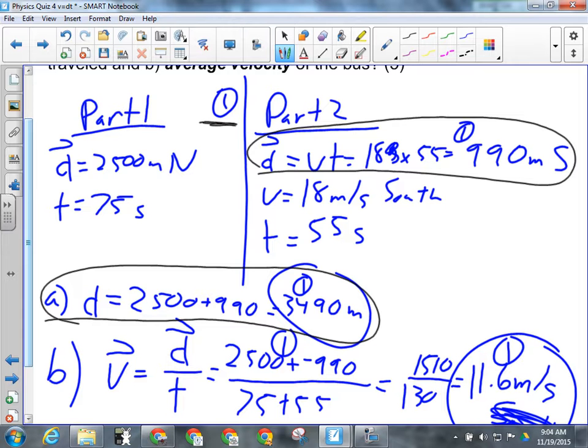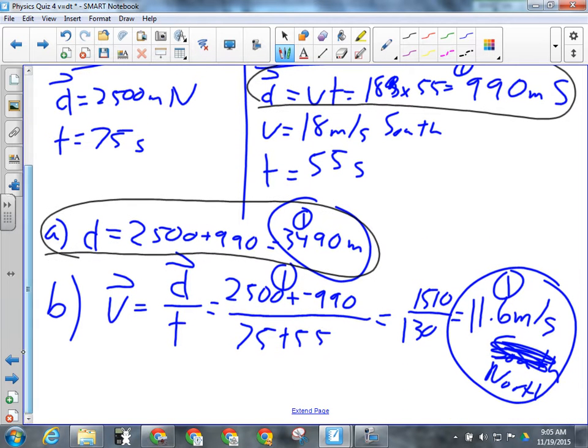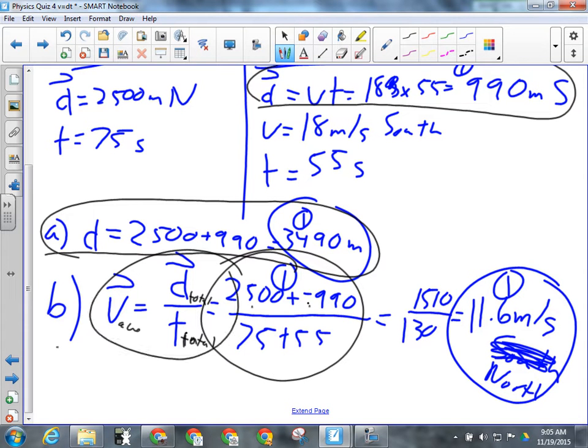In the second part, they ask us to find the average velocity. Does the fact that one of them is north and one is south matter now? Yes, because velocity is total displacement over total time, and displacement is a vector quantity. So their next mark is for calculating the total displacement and total time. That means 2,500 meters north plus negative 990 meters south, and then over the total time, simply adding the two times together. Give them a mark for that step, or showing something along those lines.